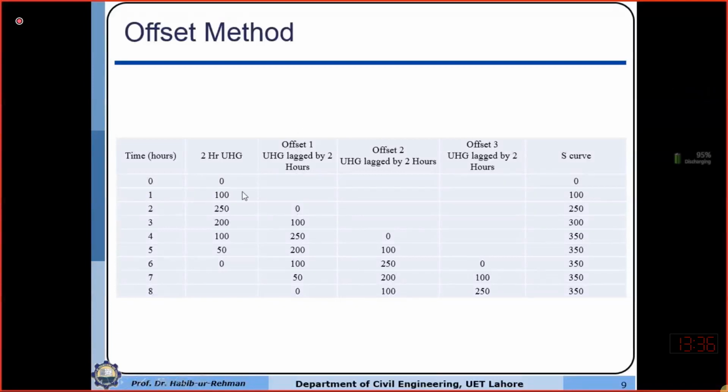So the first offset will be 2 hours delayed from the given one. The second offset will be 2 hours delayed from the first one. The third offset will be 2 hours delayed from the second one. In this way these offsets will be taken.